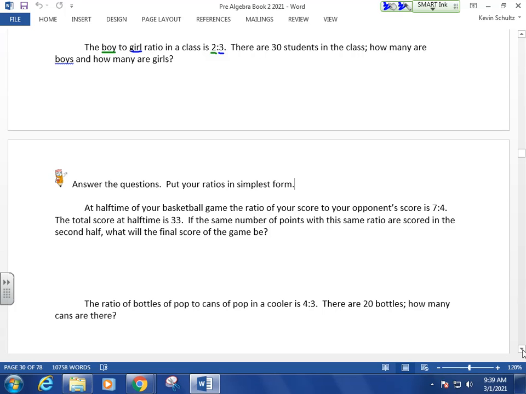Let's start by looking at this ratio of 2 to 3. How many students are represented here in the ratio 2 to 3?